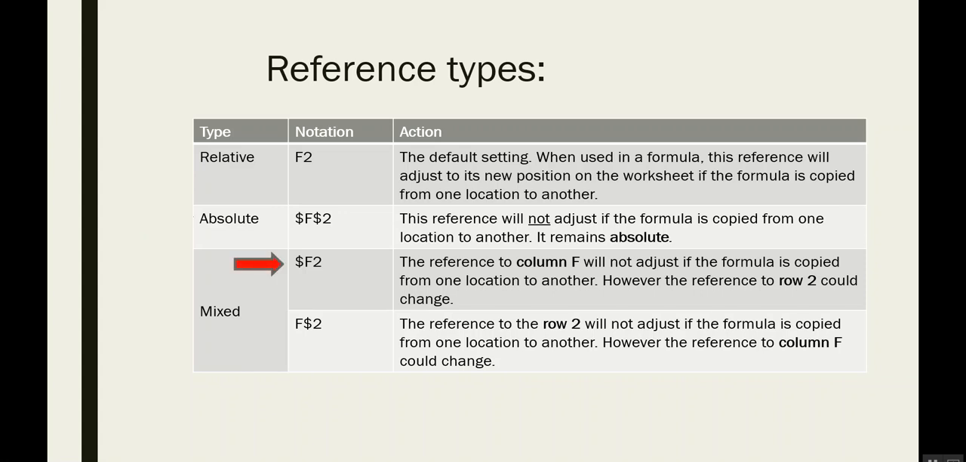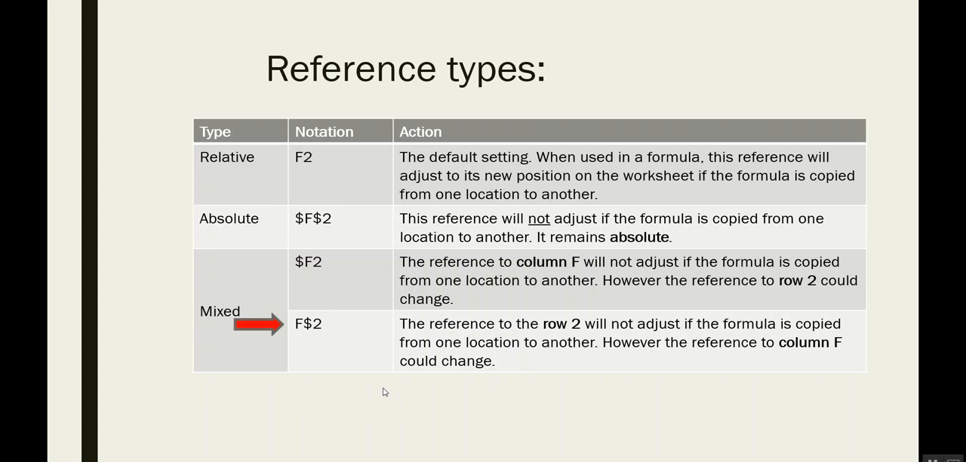There are also 2 other kinds of references called mixed references. In a mixed reference, you can either put absolute on the column or you can put absolute on the row. In this example, we put the $ sign before the F. So in this example, the column reference would not change if the formula got copied, for instance, across a row or down a column. It would not change at all. But the row could change. If we copied this formula down a column, the row might change, but the column will not.